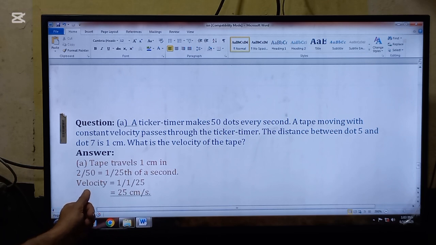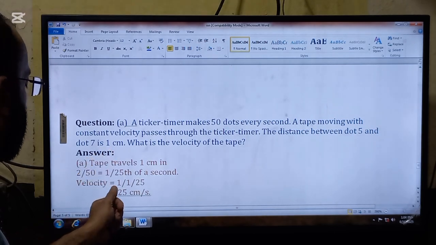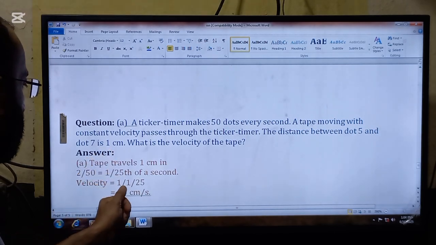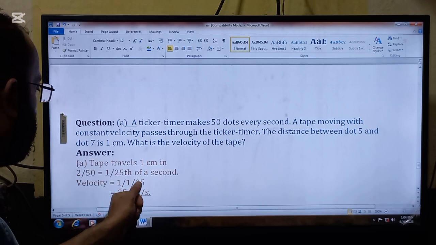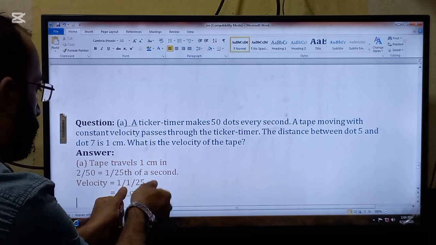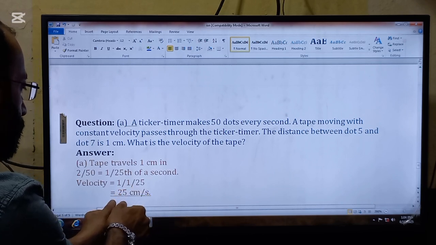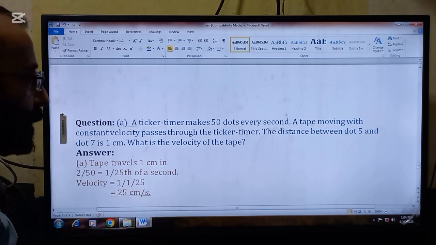So velocity is total distance over total time. Look, the distance given is 1 centimeter. So total distance over total time, that is 1 by 25. If you solve it on the calculator, the fraction from the denominator will come to the numerator in reciprocal form, so 25 over 1. So 25 is the answer.